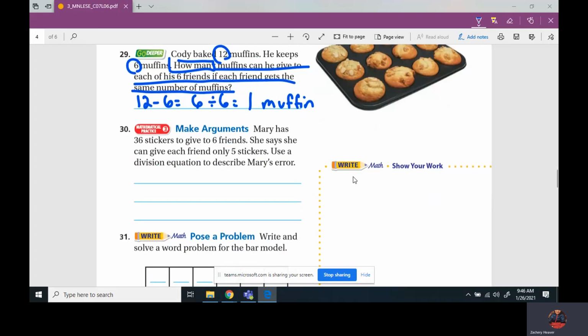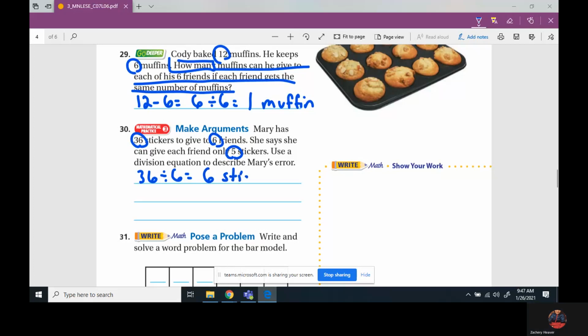Next problem. Mary has 36 stickers and gives them to 6 friends. She says that each friend can only get 5 stickers. Use a division equation to show her error. So what is our equation? How many friends is she giving them to? Good. So 36 divided by 6, what does that equal? So how many is each friend going to get? 6. So she says she can only give each friend 5 stickers.